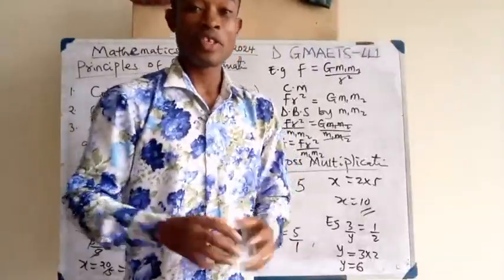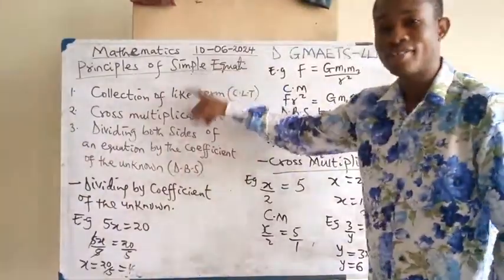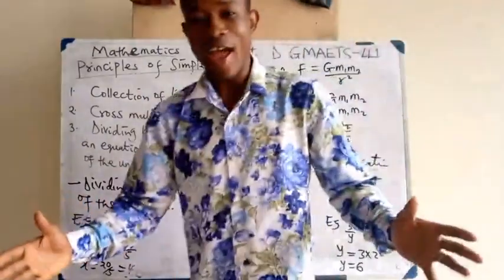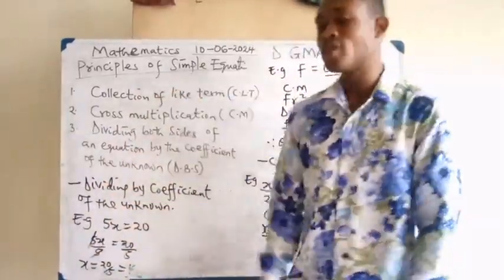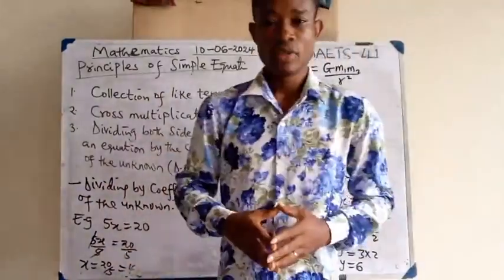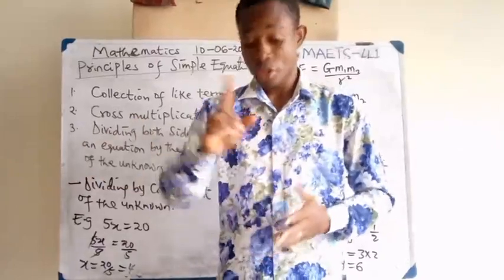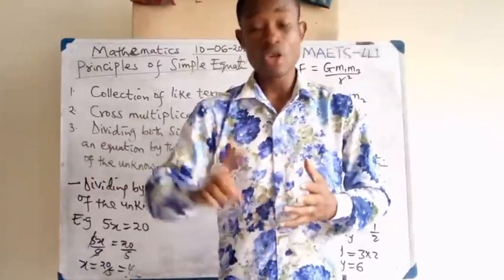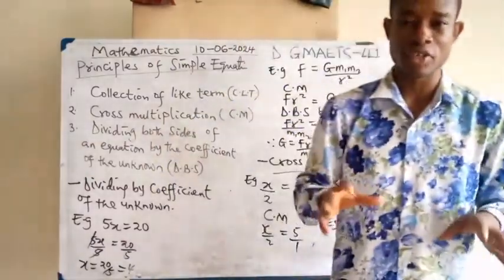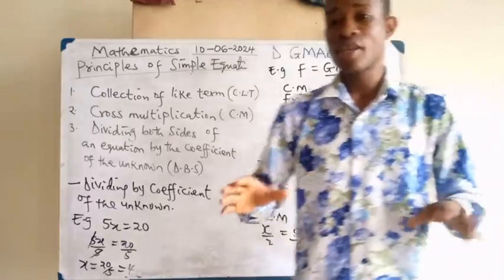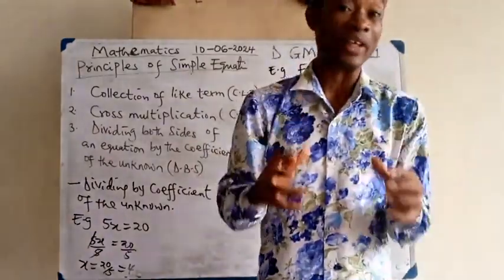When we're done with physics, we moved to mathematics, just like you can see on the board, alright? And as our startup class from the JAMB 41, the students were introduced to the principles of simple equations. As a student preparing for any calculation exam, you should know when to collect like terms. You should know when to cross multiply. You should know when to divide both sides by the coefficient of the unknown. And in our class today, it was wonderful because step by step, these principles were explained.